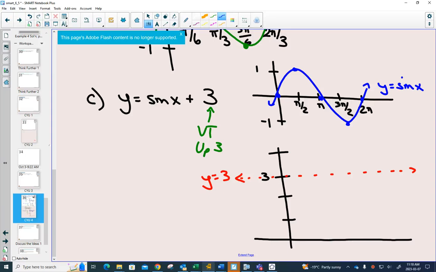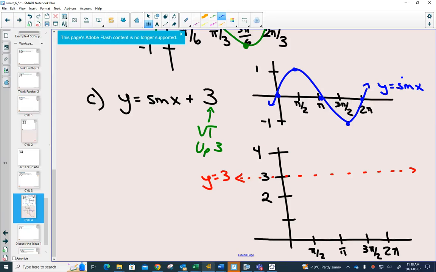Our amplitude is 1, and our amplitude is the distance from our center line to a max and a min. So one of the things that our center line helps us with is it helps us label our maximum. We go up 1 to 4, and our minimum, we go down 1 to 2. Our period is still 2 pi. So we take 2 pi, divide it into 4 equal sections. Here's our axis family. And all we're doing is taking that regular sine graph and moving it up 3.